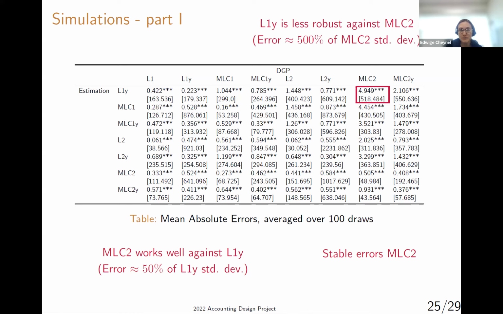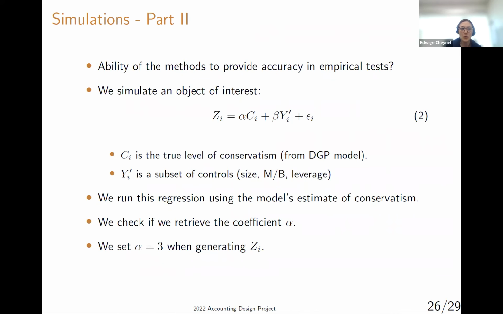However, hold on. If you look at the performance of the linear construct, clearly the error is much, much larger. It's 500% of the machine learning MLC2 standard deviation. So if the true data generating process is coming from this MLC2 model, then the linear construct is really not that great, it is not performing well. That's the idea. So again, you see that machine learning helps in terms of this measurement problem, filtering out the noise.